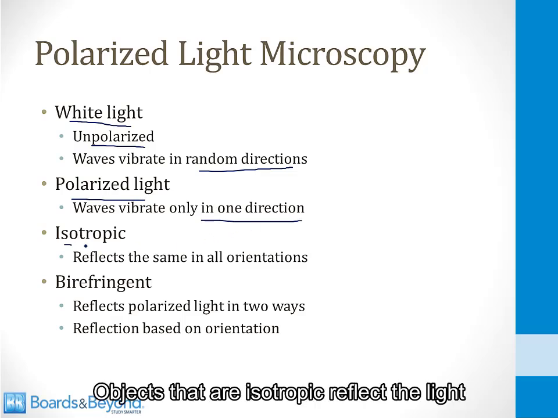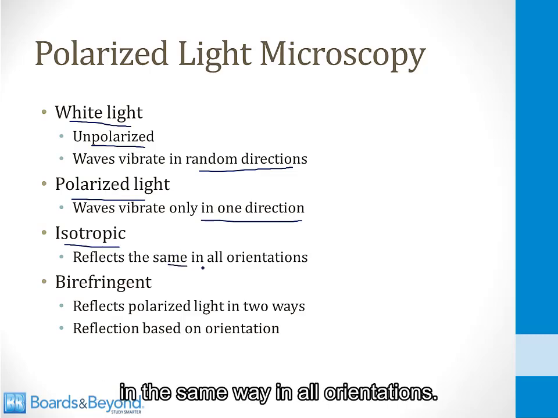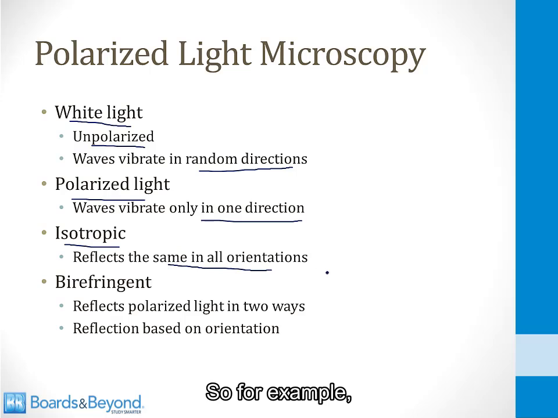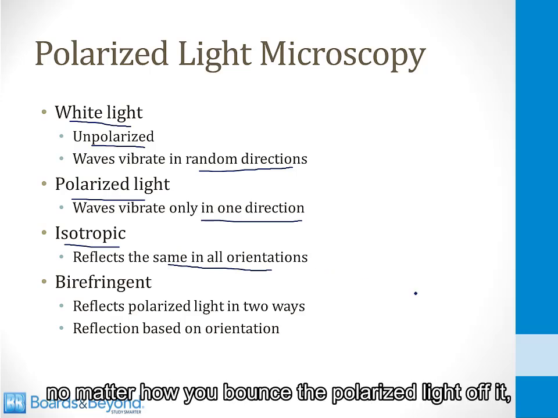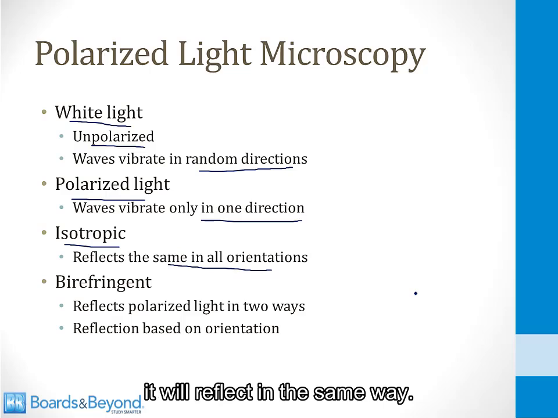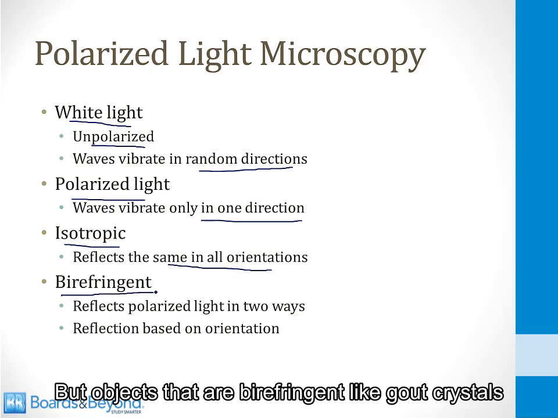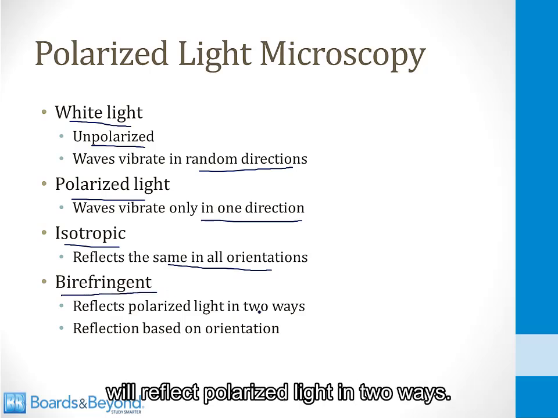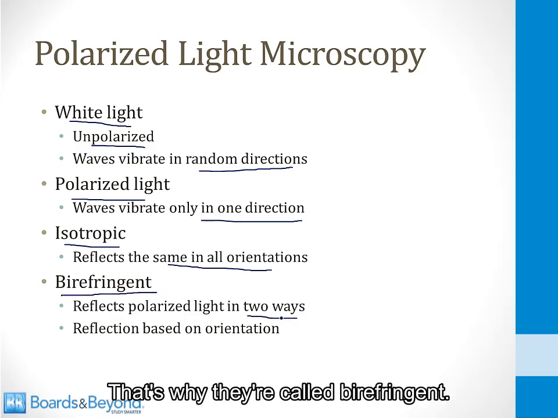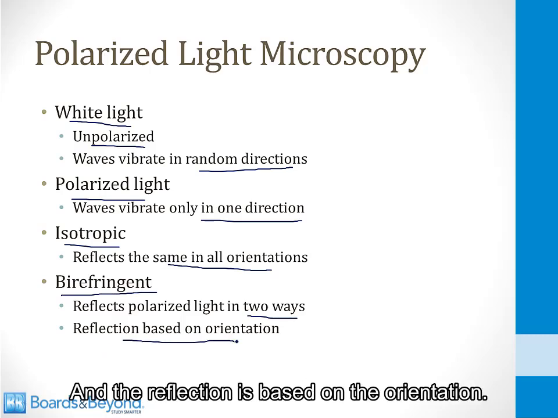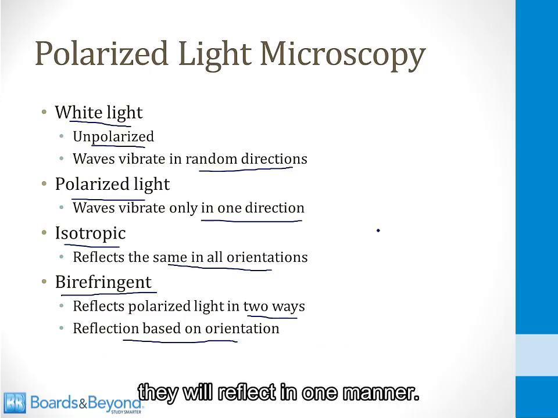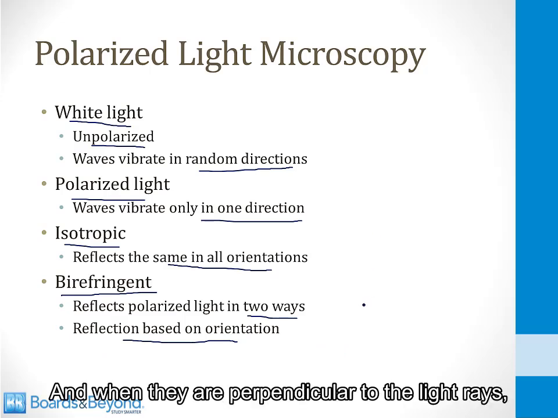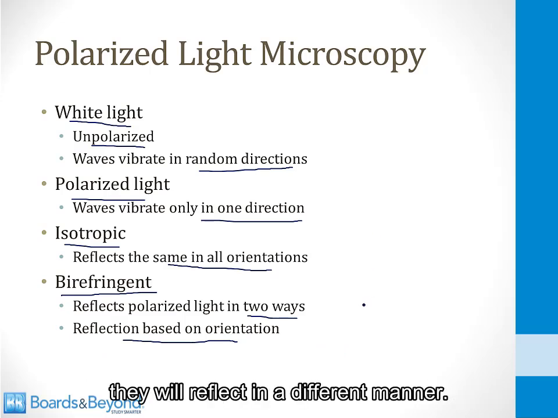Objects that are isotropic reflect the light in the same way in all orientations. So for example, you can imagine an object that's shaped like a ball. No matter how you bounce the polarized light off it, it will reflect in the same way. But objects that are birefringent, like gout crystals, will reflect polarized light in two ways. That's why they're called birefringent. And the reflection is based on the orientation. So when they are parallel to the light rays, they will reflect in one manner, and when they are perpendicular to the light rays, they will reflect in a different manner.